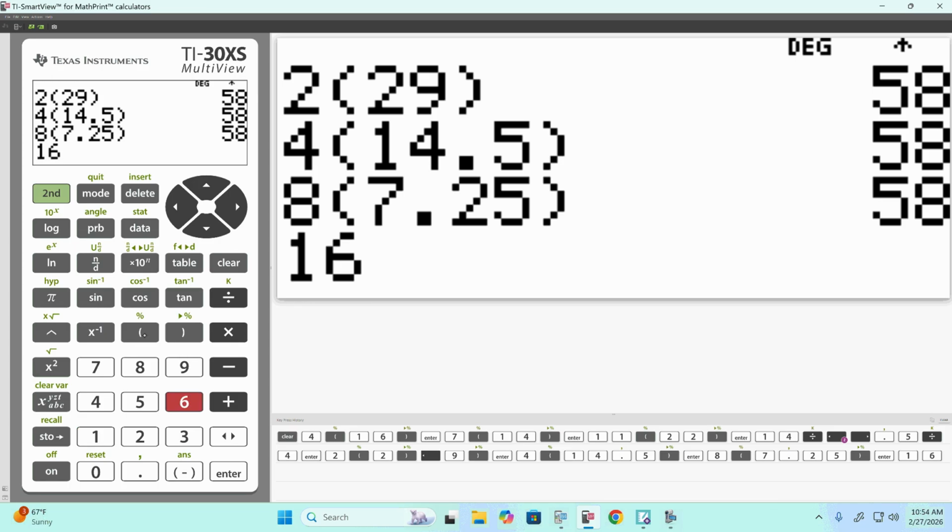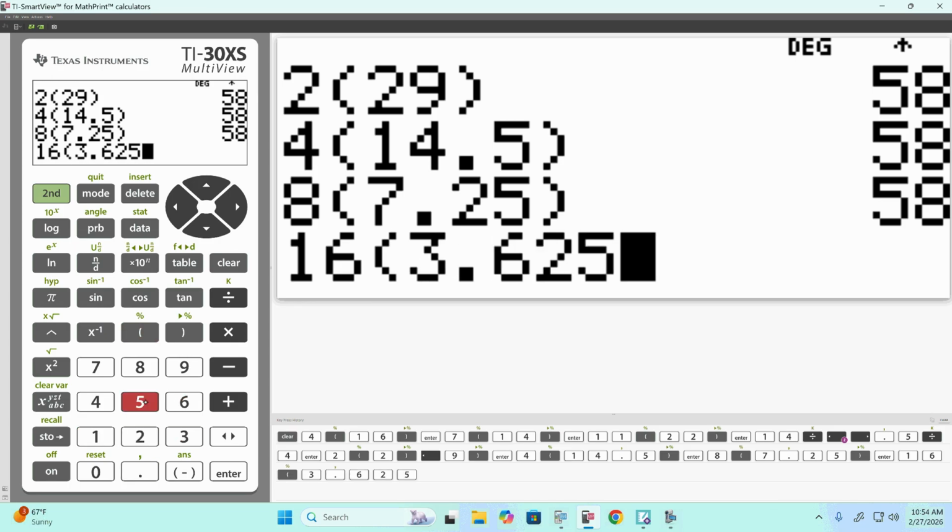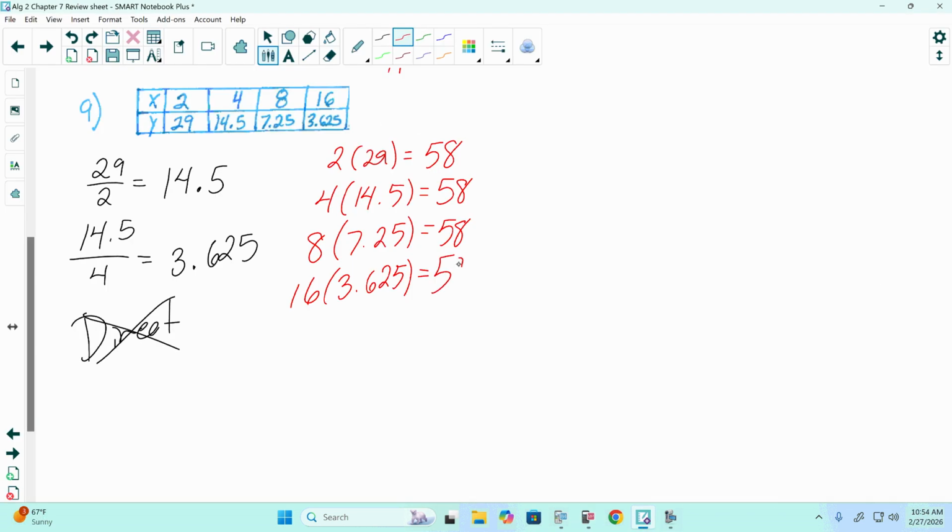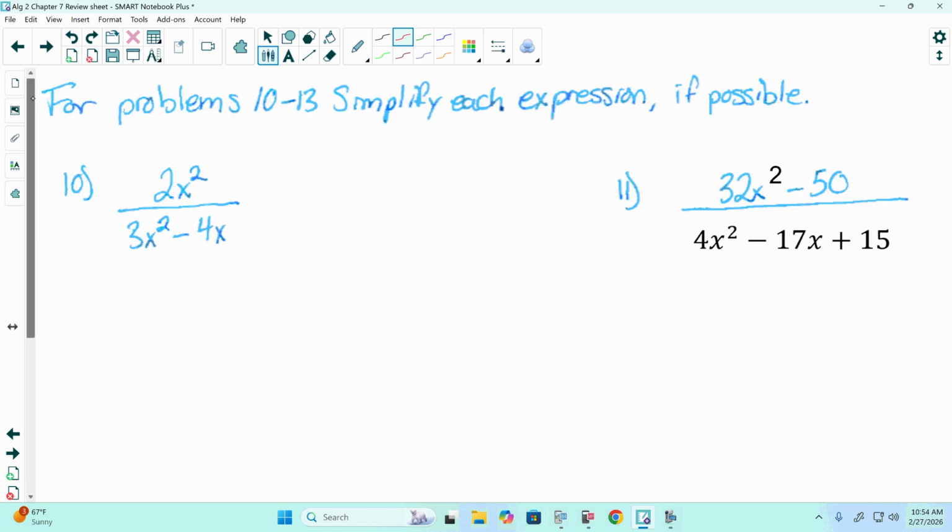16 times 3.625 is 58. So we can say this is inverse. It has to work for all of them. Questions on 1 through 9? We're going to look at 10 and 11 next.